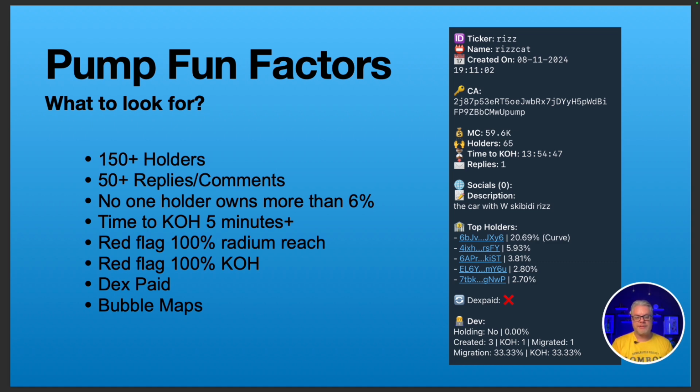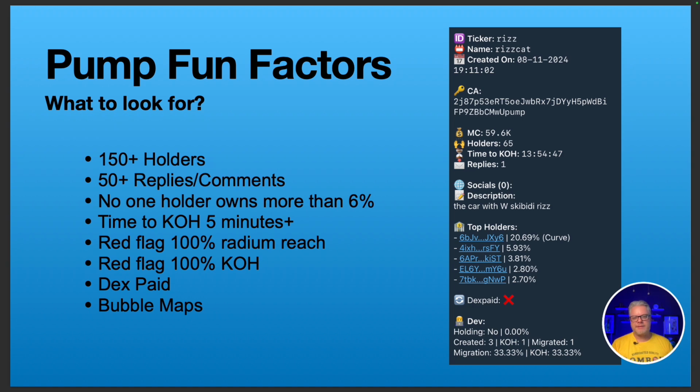It's important to do this research and get an idea of what Pump Fun tokens will work the majority of the time. My filters: 150 plus holders. Find tokens that have 50 plus replies or comments. No one holder owns more than 6%. The time to King of the Hill is 5 minutes or more.